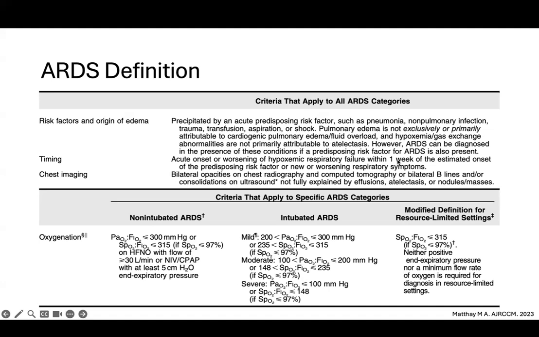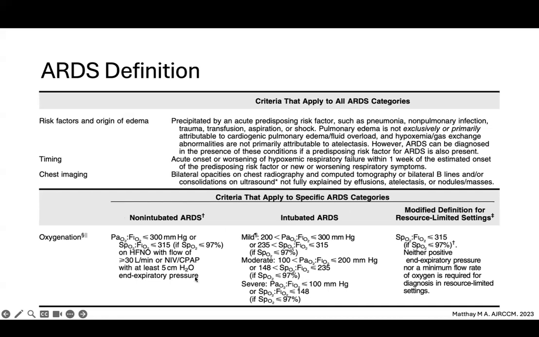One thing you should note is that even if there is some pulmonary edema or fluid overload, if you're not able to completely explain the patient's condition because of that, you can say that ARDS is present, even if you have pulmonary edema, but that is not very significant. Okay. Now let's come to the criteria that are applied to specific ARDS categories.